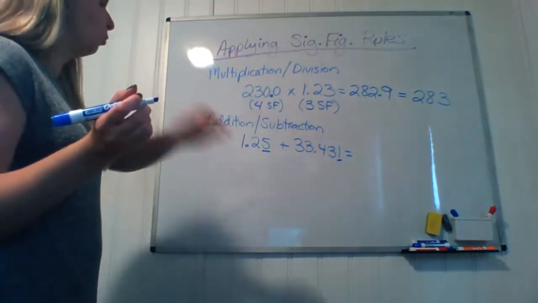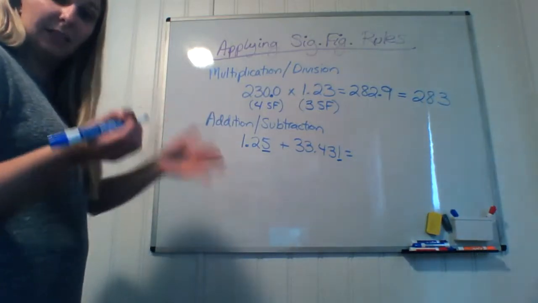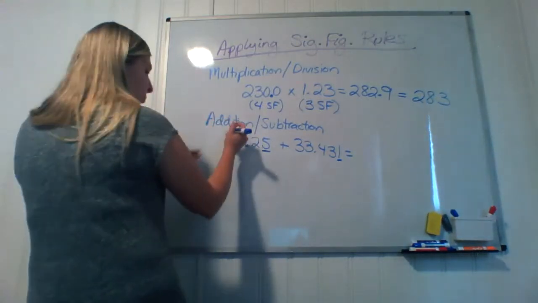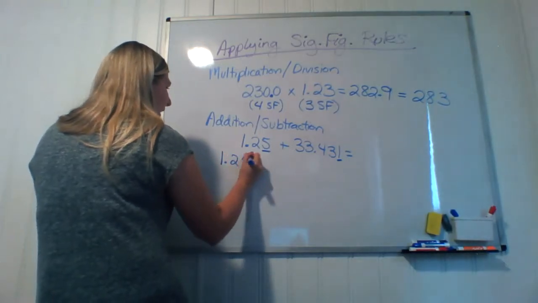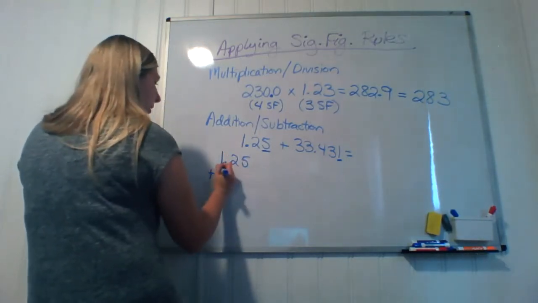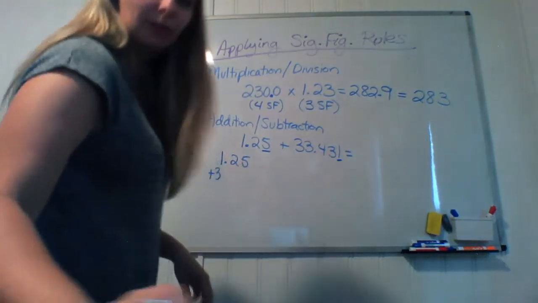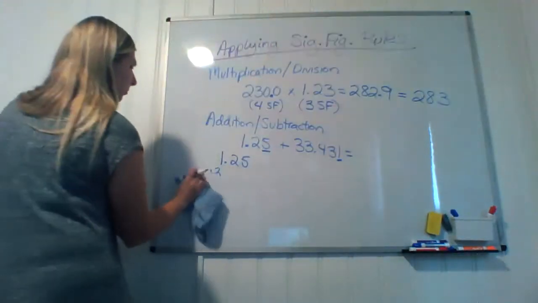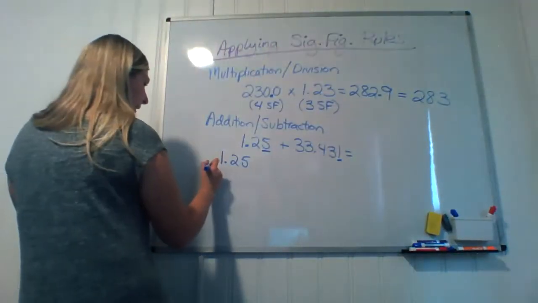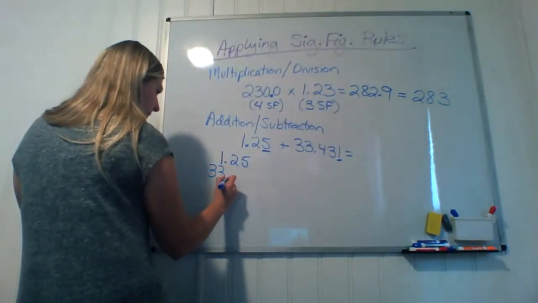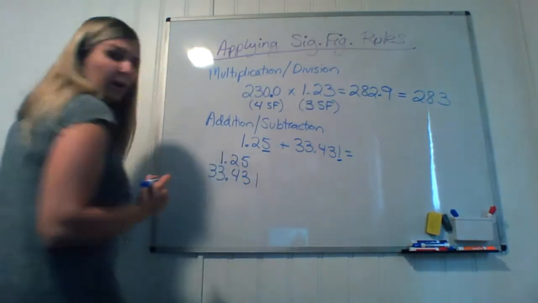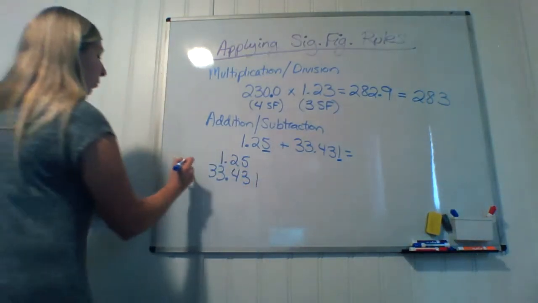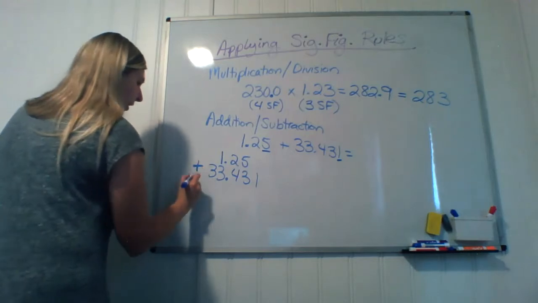So the easiest way to do an addition and subtraction is to write it vertically. Do 1.25 plus 33.431. Let me make the right space here to line up the decimal. Okay, so we're going to line up the decimals. Okay, and we're going to add these numbers.